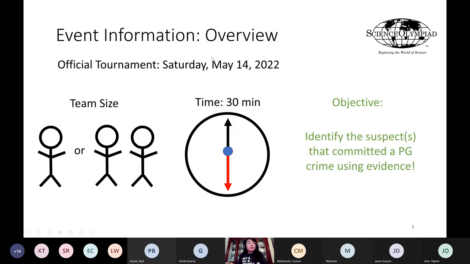So here's an overview of the event. The official tournament is Saturday, May 14, 2022, and we'll have team sizes of one or two people per school. The time of the event is 30 minutes, and the main objective is to identify the suspect or suspects that committed a PG crime using evidence.